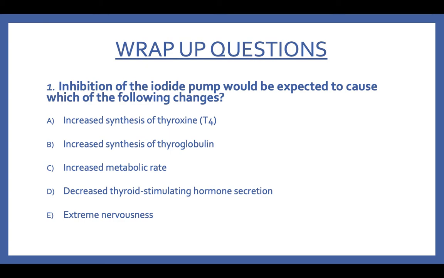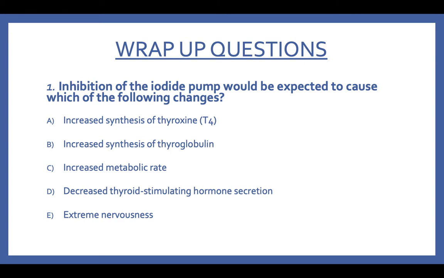Now I'll tell you the answer first, and then we'll go through an elimination method and see why the other options were wrong. The correct answer is the increased synthesis of thyroglobulin. Now, why is option A incorrect? Increased synthesis of thyroxine. This is not the right answer because we have inhibition of the iodide pump. And when you inhibit this pump, you can't form thyroglobulin.